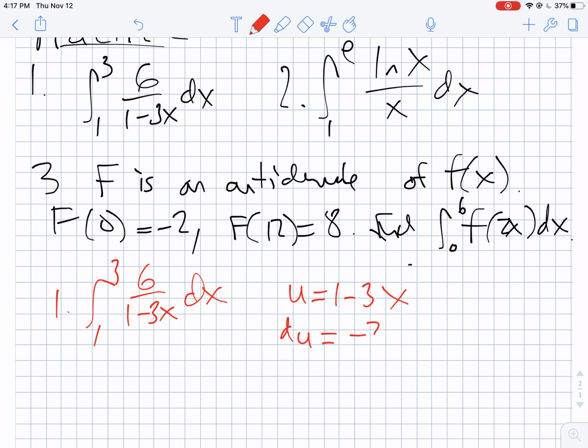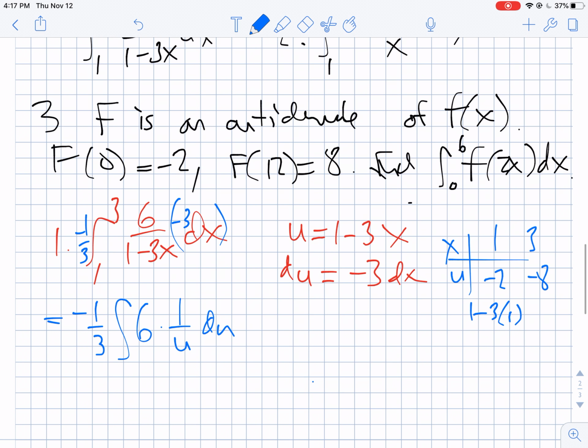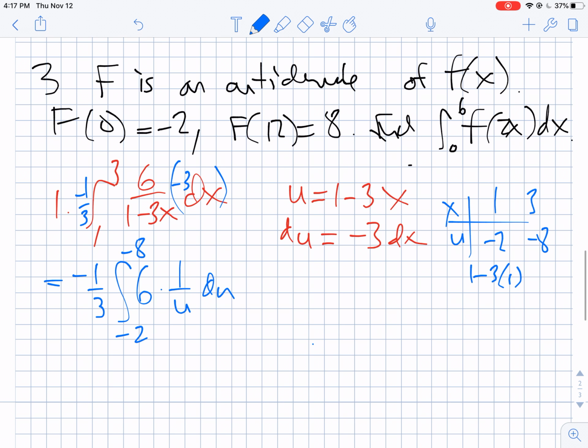The derivative of that is a -3 dx. So I need to slap in a -3 here, and that'll be my du, and slap in a -1/3 in front. So this will be -1/3 integral, and then we have 6 times 1 over u du. I do need to change the bounds, of course. They go 1 to 3. So 1 minus 3 times 1 is -2. 1 minus 3 times 3 is -8. So this becomes -2 to -8. Okay, so let's move this 6 out in front. 6 times -1/3 becomes -2 integral -2 to -8 of 1 over u du.